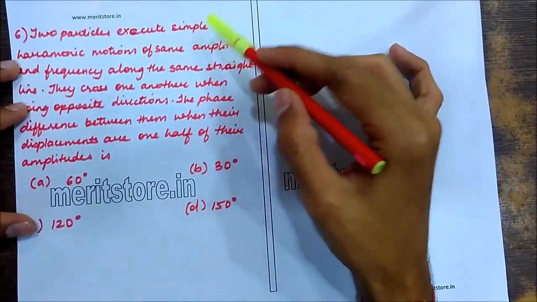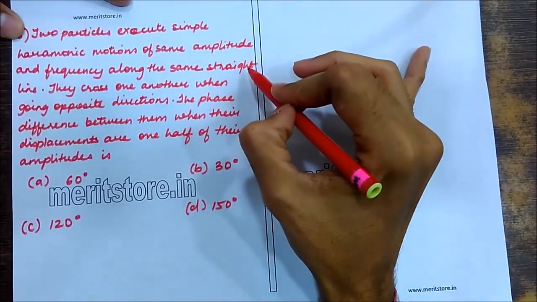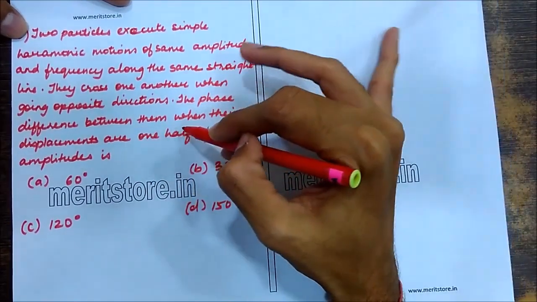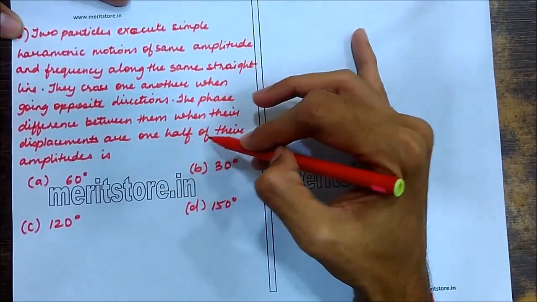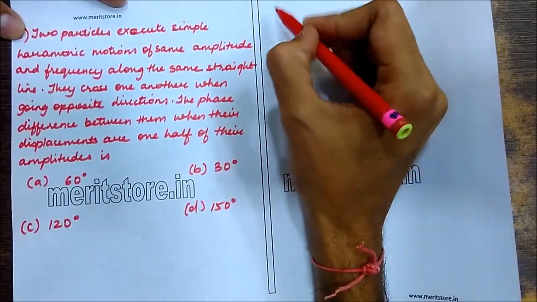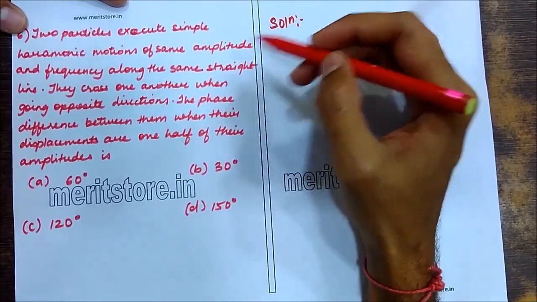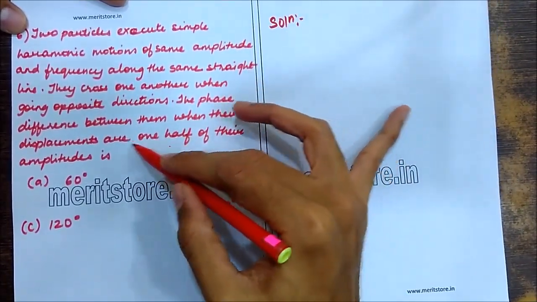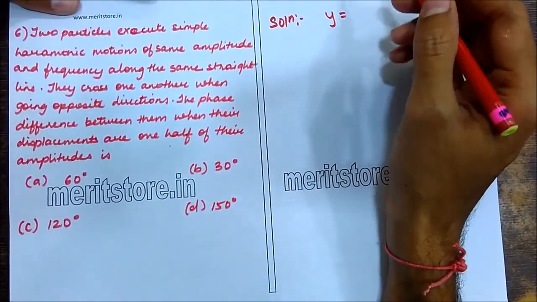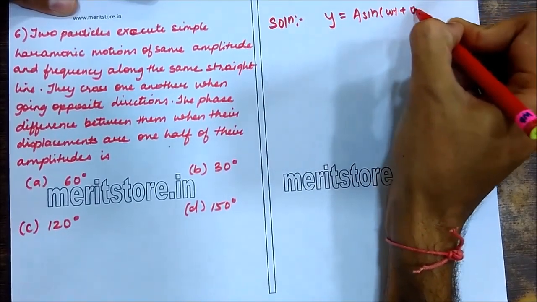Okay. Two particles executing simple harmonic motion of the same amplitude and frequency along the same straight line cross one another when they are going in opposite directions. The phase difference between them when their displacements are 1/2 of their amplitude is 60 degrees, 30 degrees, 120 degrees, or 150 degrees. So here we have two particles performing simple harmonic motion, each having a displacement half of the amplitude. The equation for SHM is y equals a sin(omega t plus psi).